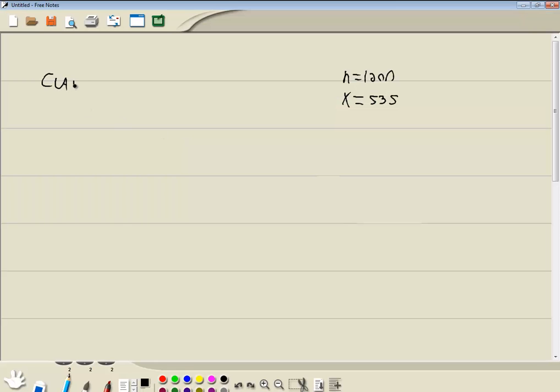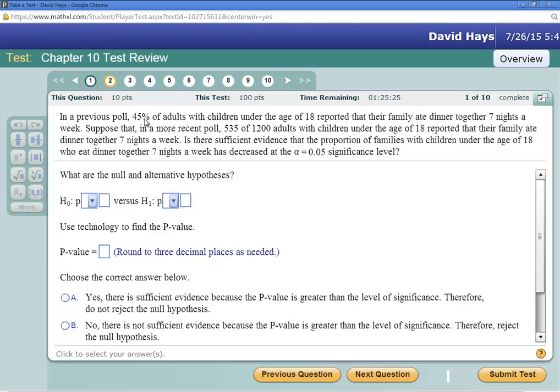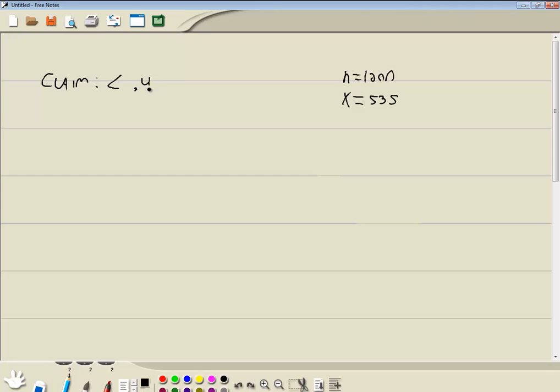That sounds like our claim. So decreased is less than. And up here they're referring to 45%. So if they don't give you a value directly, you look up to like the first sentence or something to see if they refer to what the old percentage was. Okay, and we're talking about P. Less than goes on H1, and this would be greater than or equal to, following the book's convention.